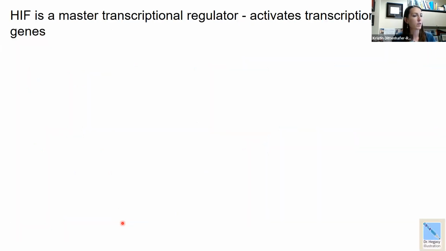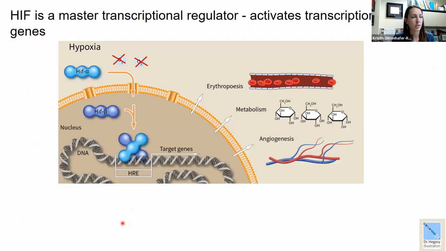Let's talk about HIF just a little bit more. HIF is what I would call a master transcriptional regulator. HIF is known to activate the transcription and production of at least 40 genes and proteins. We can look at this picture to see what HIF is doing. Here we're looking at a cell in hypoxic conditions, so oxygens are crossed out.